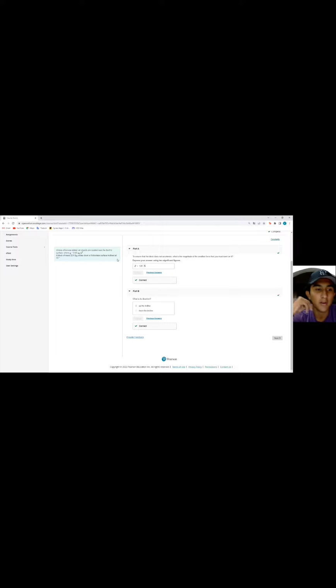It says that we need to find the force. The formula is mass times gravity times the sine of the angle. And the force is equal to 120 newtons. Now we're going to continue with part B. It says, what is its direction? And here it is, up the incline. Well, that's all. Thanks.